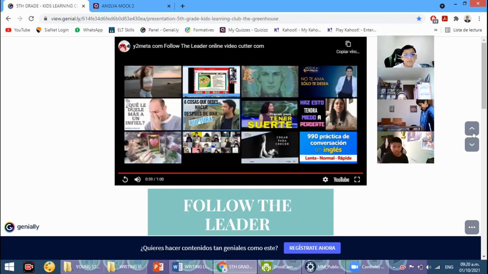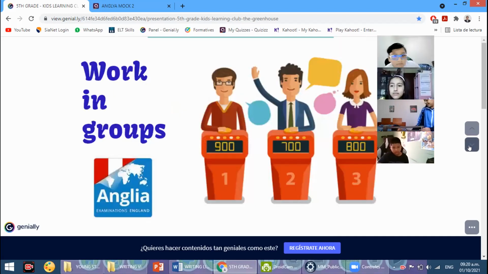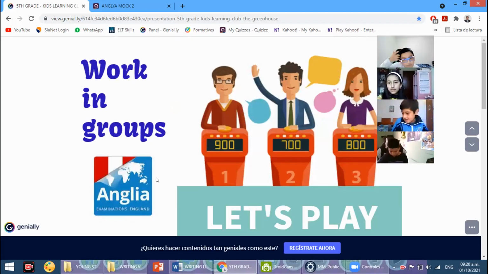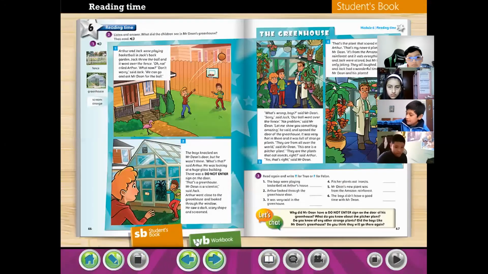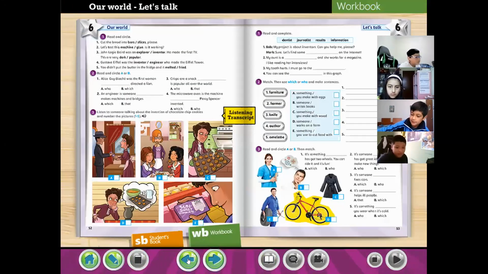Now we are going to work in our workbooks, okay? And then with Anglia, because we need to practice for the real evaluation. Please open your workbooks now, okay? Let's go to the workbooks. Can we go to the restroom, please? Yes, Sayed, go ahead.